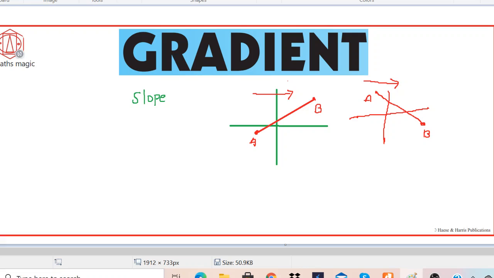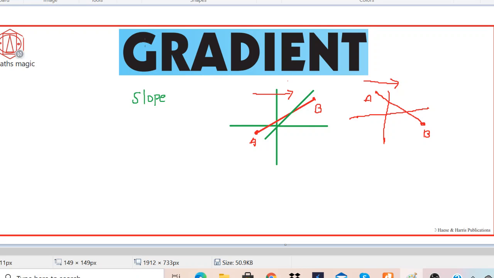Now I'll show you one more line with the same direction. Let's say we have another line over here. You can see the same Cartesian plane, but over here the steepness of the second line is different from the first line. So we have to learn to calculate this steepness of a line. How do we calculate this steepness?